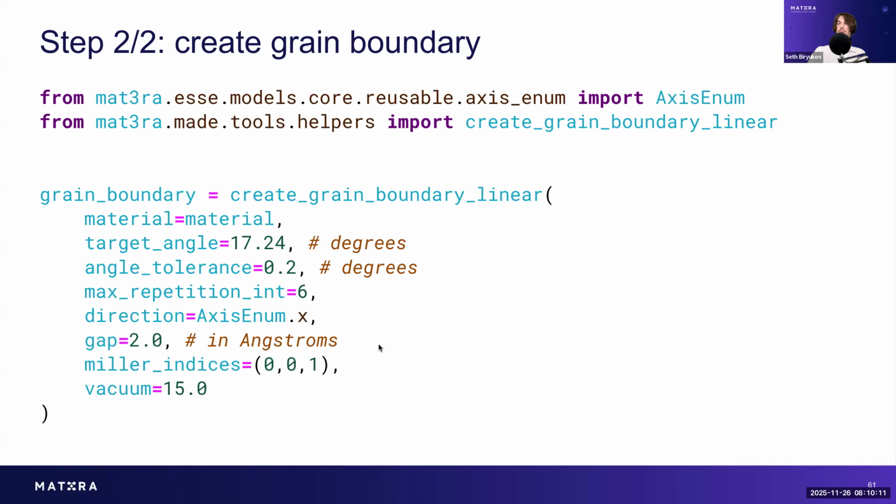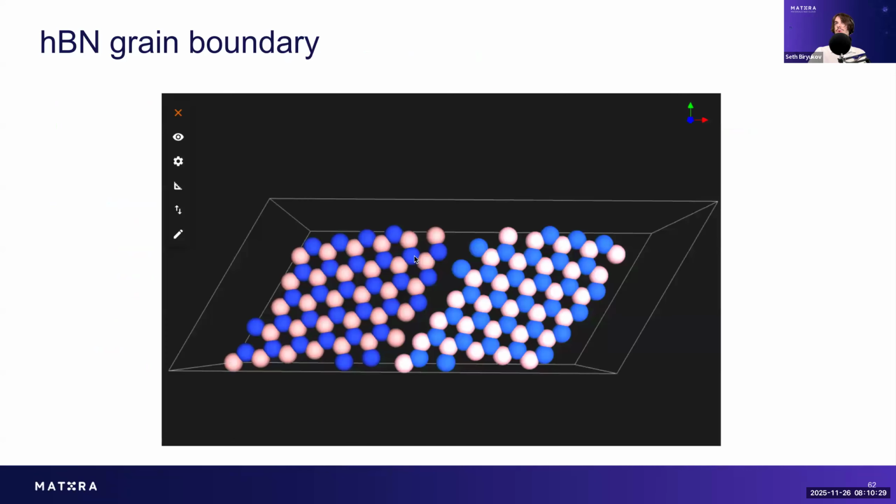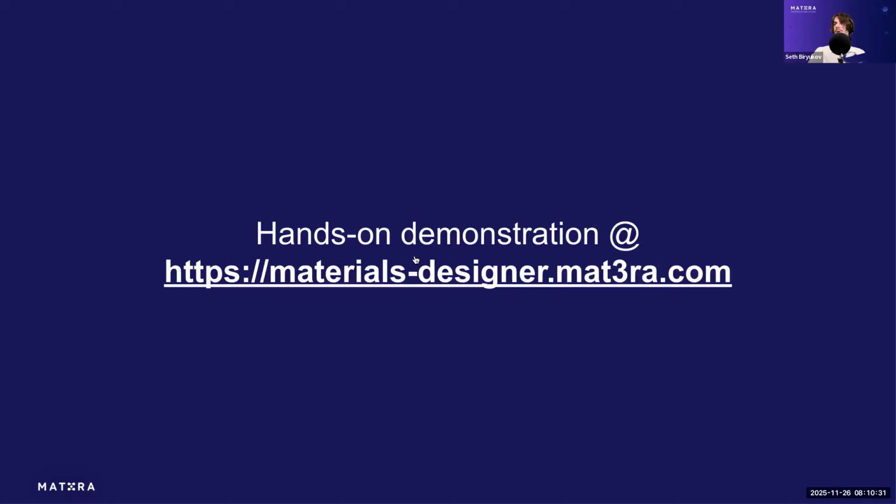Provide the gap between the two grains, so that all of the atoms between them will be removed, and the miller indices. In this case we're just using the planar monolayers, so 0, 0, 1, and some vacuum, and as a result we should get the grain boundary.